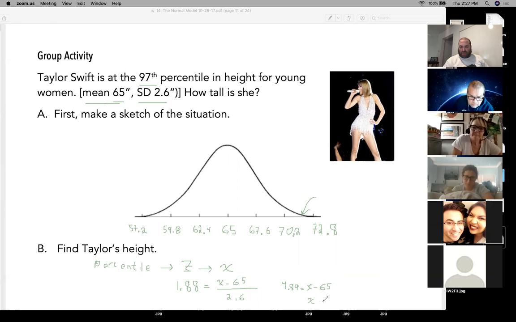So x is equal to what? X minus 65, x equals 69.89. That's 12, 24, 36, 48, 60. That's 5 foot. That's almost about 5'10". Yes. Makes sense. So she's about 5'10". She's tall. She's in the 97th percentile. Not only is she tall in regards to women, obviously, but I think she would even be above average when it comes to men. Most definitely.